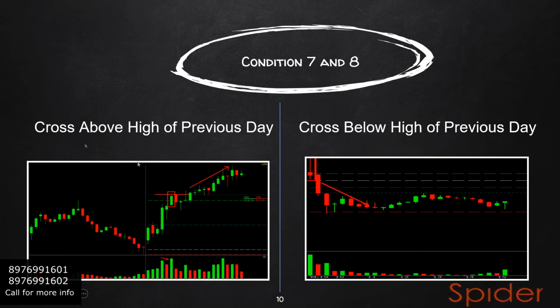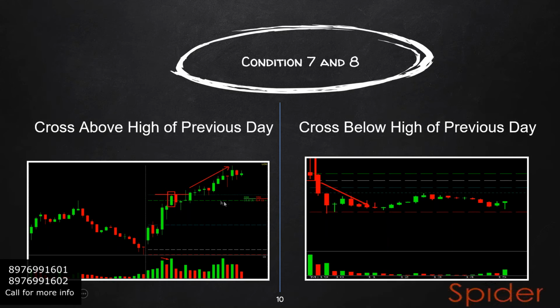What this simply means is, cross above high of previous day: whenever in today's market the previous day high is broken, which means it is closing above the previous day high, it gives us a positive signal for the market. Whenever the high of that candle is breached, you can expect to enter and you can get a rally like this. And the vice versa, cross below high of previous day: if the market opened above the previous day high, then a closing below the previous day high is a negative crossover.